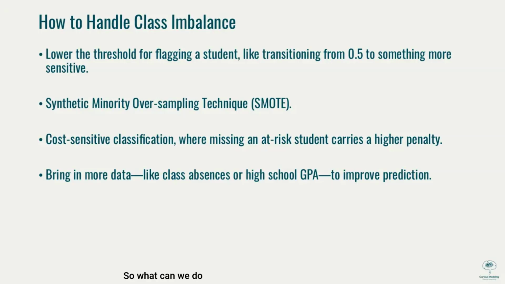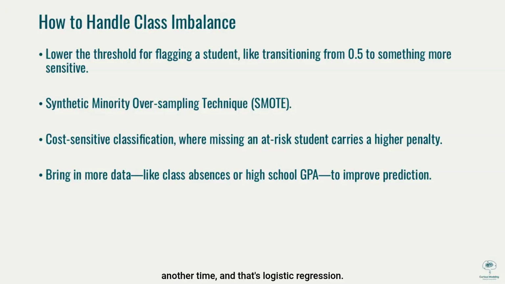So what can we do? We want to catch more students at risk. We could lower the threshold for flagging a student, like transitioning from 0.5 to something more sensitive, like 0.1 or 0.2. We could also use an oversampling technique, like SMOTE, or synthetic minority oversampling technique. We can also apply cost-sensitive classification, where missing an at-risk student carries a higher penalty. Or we could bring in more data, like class absences or high school GPA, to improve prediction. But this is all another conversation for another time.